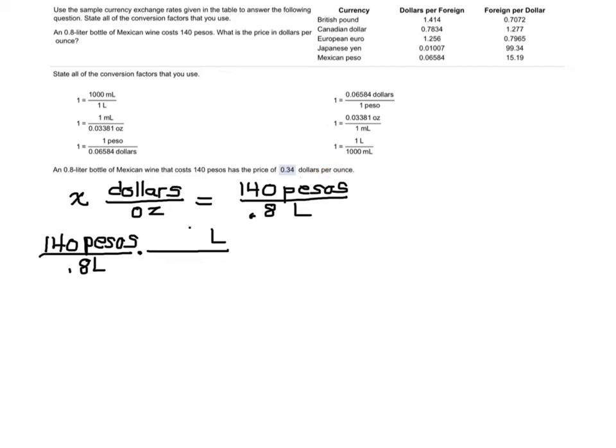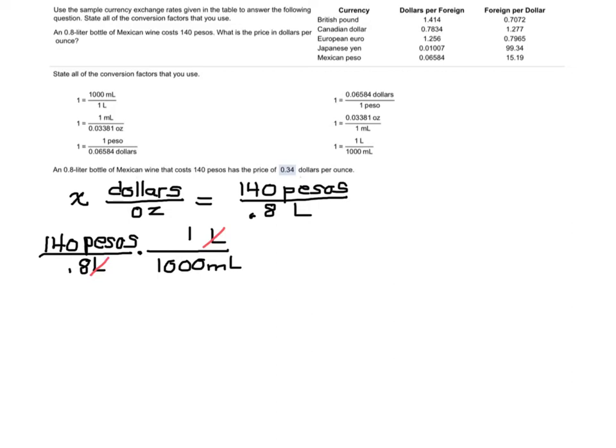So 1 liter is 1,000 milliliters. They have the same value, so this fraction has a value of 1. It has a value of 1 because 1 liter equals 1,000 milliliters. So the numerator and the denominator have the same value, the fraction equals 1, and we're actually multiplying our original amount by a 1, which doesn't change its value. And when we do that, we can cancel out the liters.